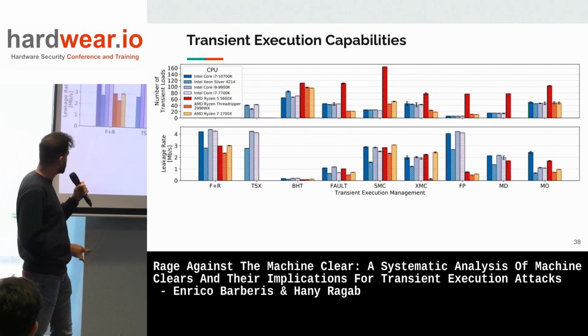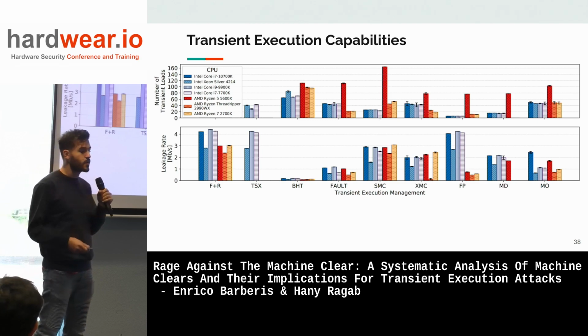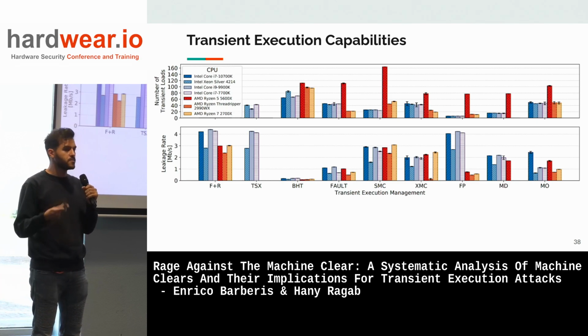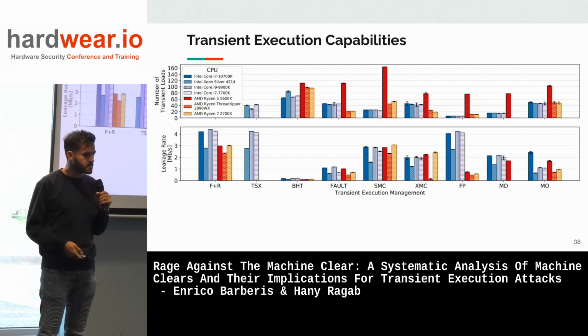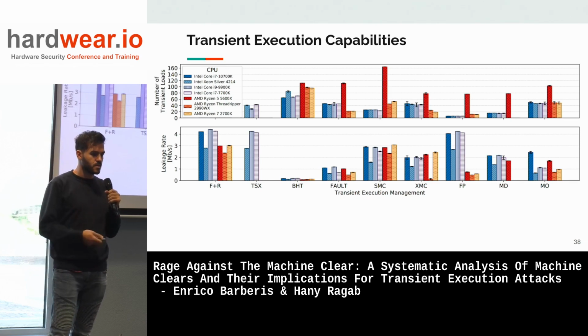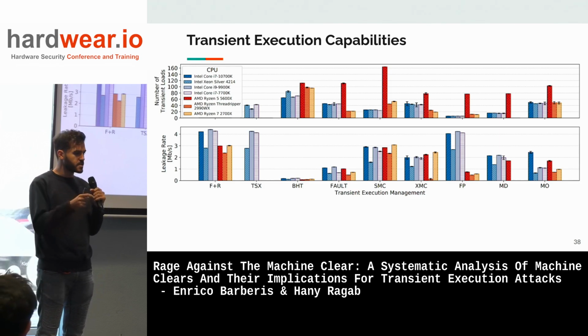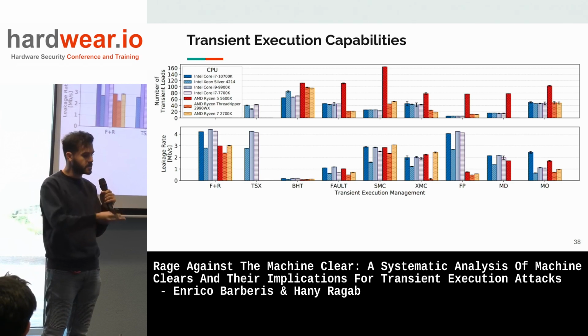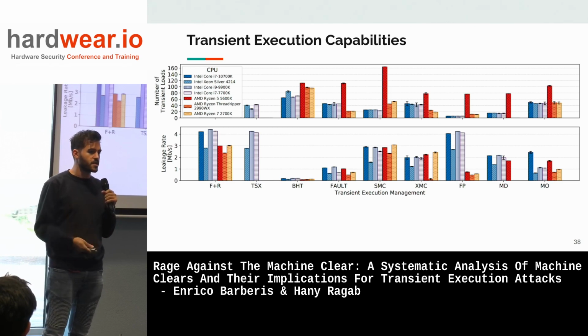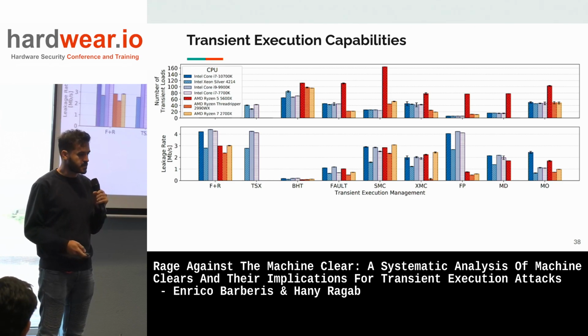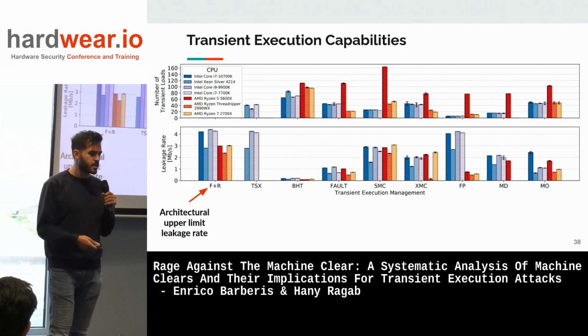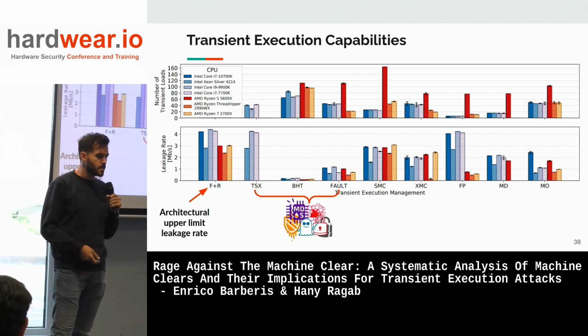So here are some numbers. In short, on the x-axis, we have the different mechanisms to create transient execution paths. And on the y-axis, we have 2 metrics. The top plot is representing the number of loads that fit inside a single transient window created by the different mechanisms. And the bottom plot is showing the leakage rate with a specific mechanism. Here we're using the Flush+Reload attack as the architectural upper limit for leakage rate, which is the attack that we saw in the first slide as a side channel.